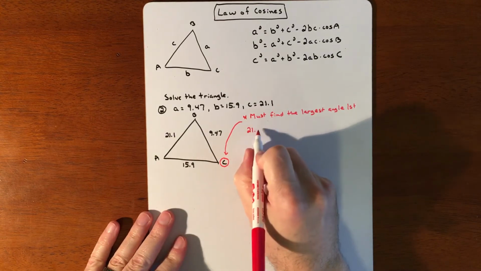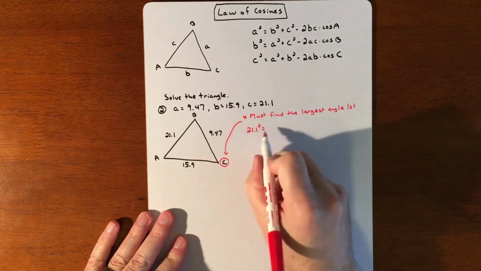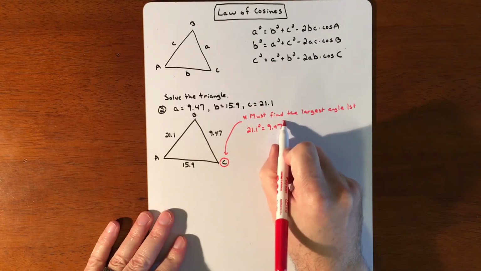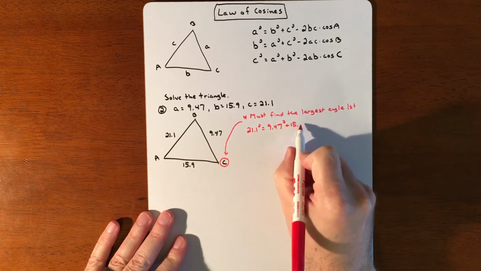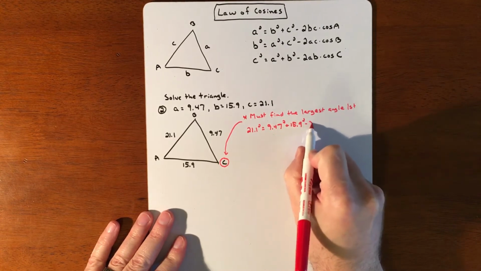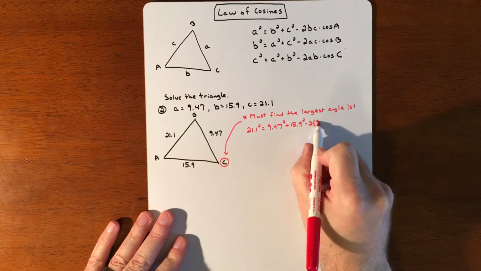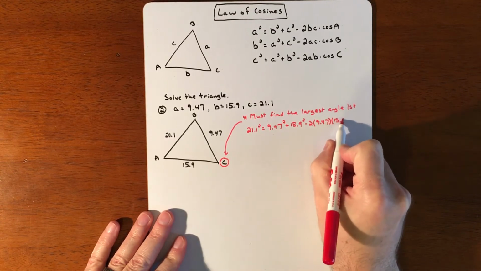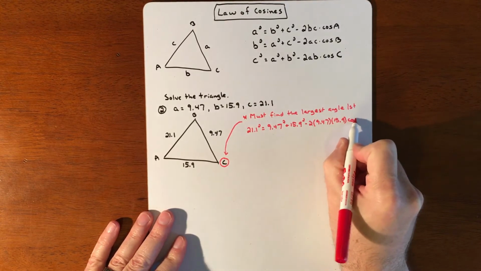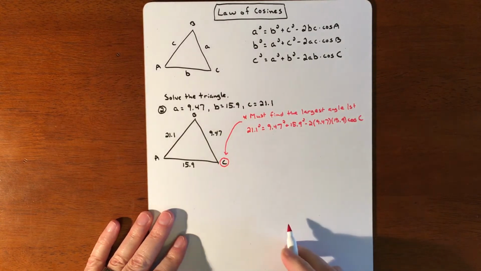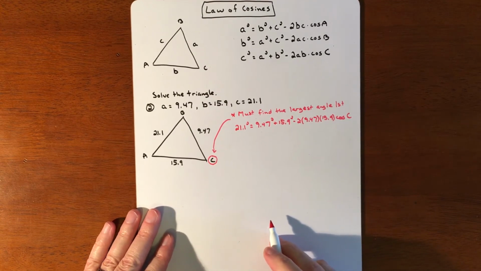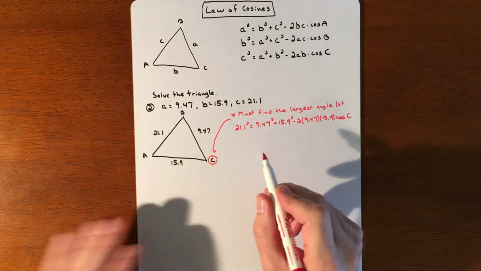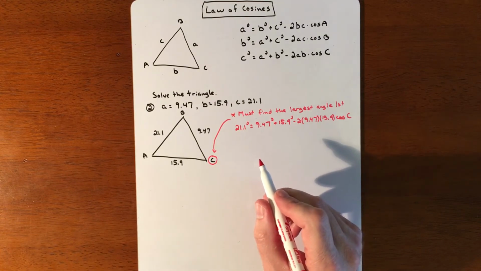so 21.1 squared equals the other two sides, so 9.47 squared plus 15.9 squared minus 2 times those two numbers, 9.47 times 15.9 times cosine of angle C, which we're trying to figure out how to solve for. All right, so we're going to square all these pieces. We're going to get some decent numbers. I'll do my best to make sure that we're okay with this.